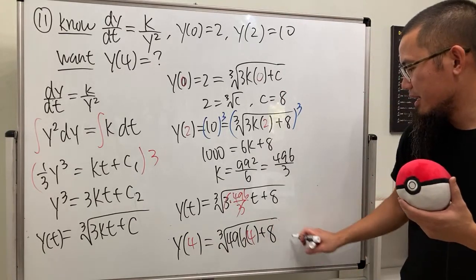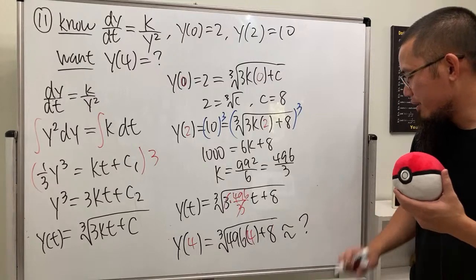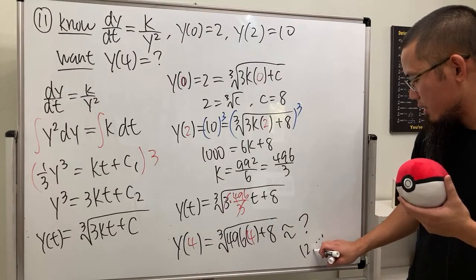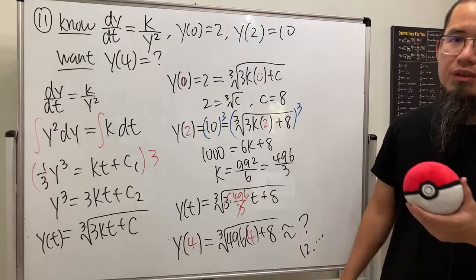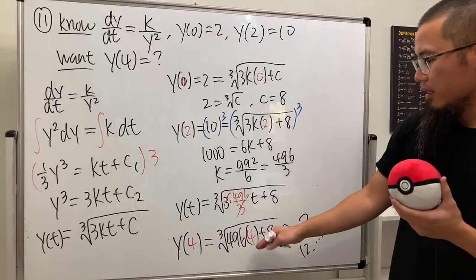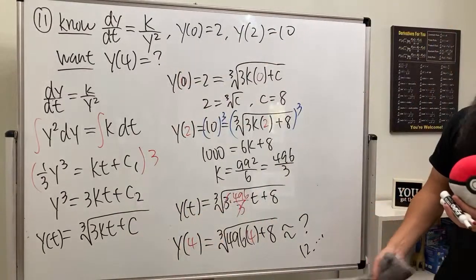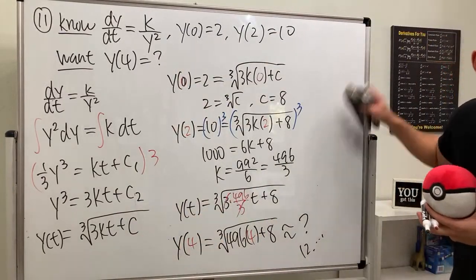Yeah, and then you can use a calculator to figure that out. It's about 12 point something. Just go ahead and figure it out. And if you leave it in the exact form, then that's okay too. It's just arithmetic from here. But that's how you solve a differential equation for that.